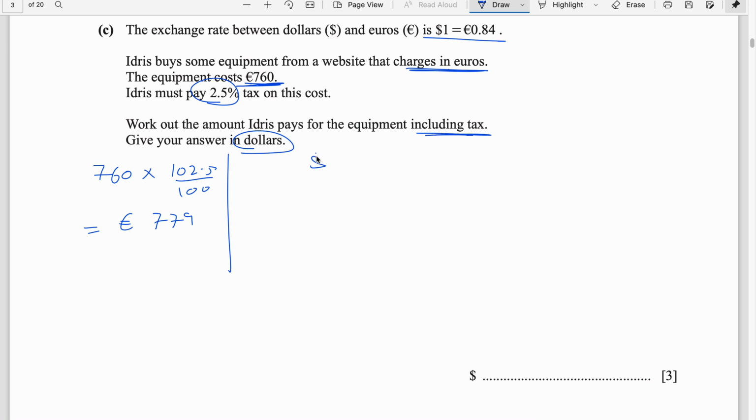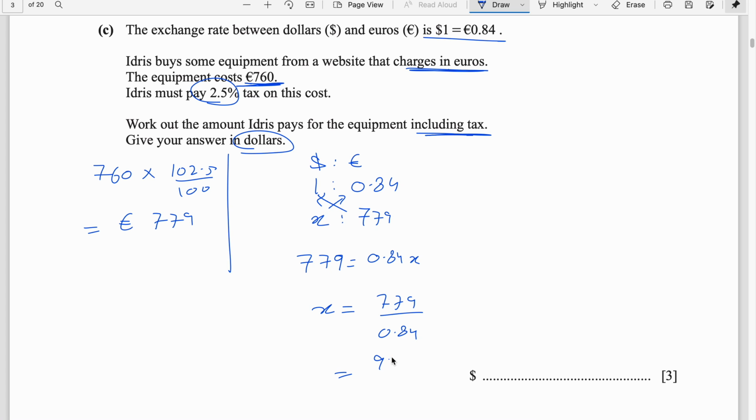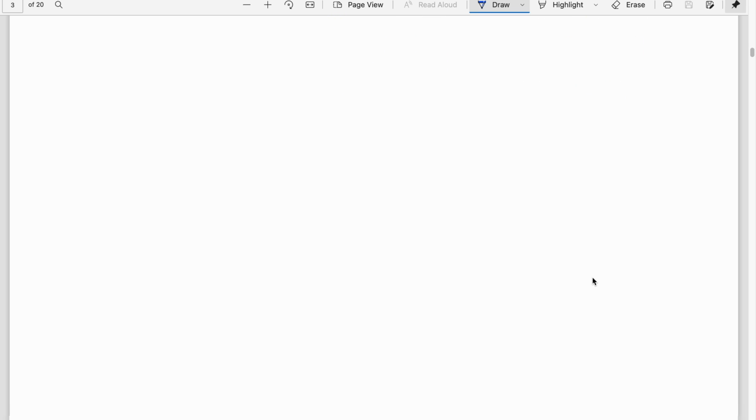So the exchange rate is dollars to euros, which is 1:0.84. He is paying 779 euros. This is x. So we cross multiply: 779 equals 0.84x, and x is equal to 779 by 0.84, which is $927.38, or you say $927.38.